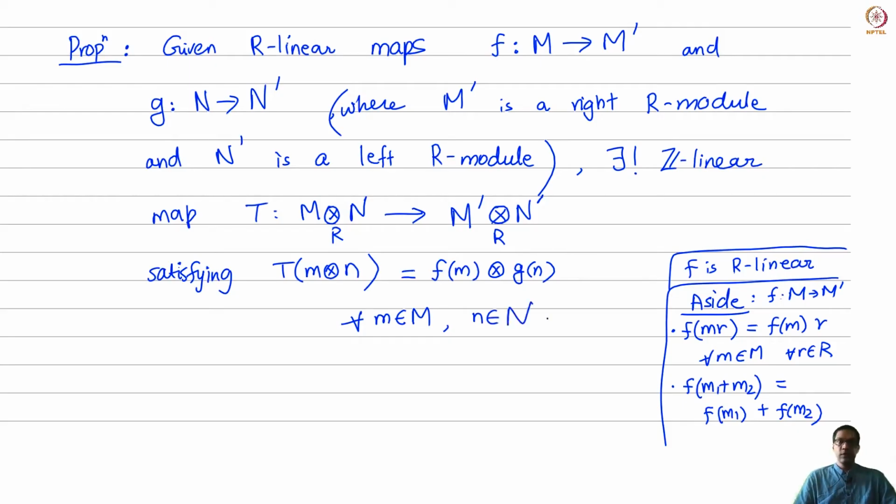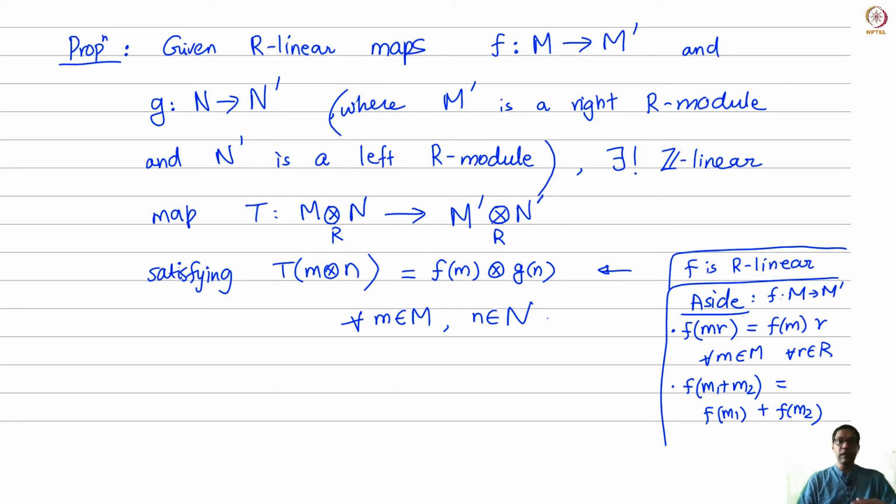Okay, so the claim is, given two maps F and G, you can construct a third map T which has the following action on the generators. Now the point is, to prove a fact like this, you can't just start with this as the definition. So suppose we say, okay, let's define T like this. Let's take elements of the form M tensor N and define T in this manner.